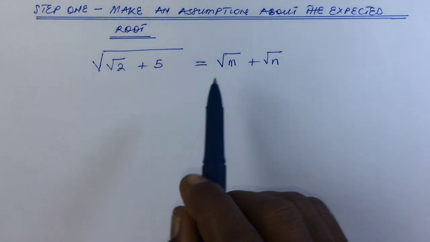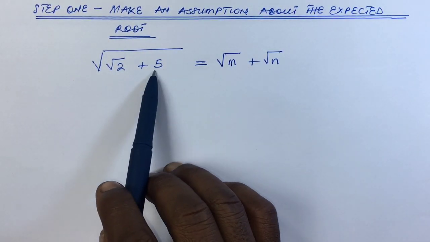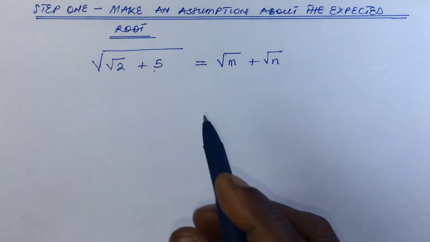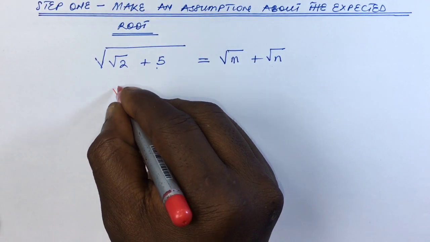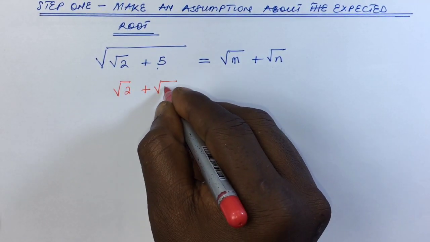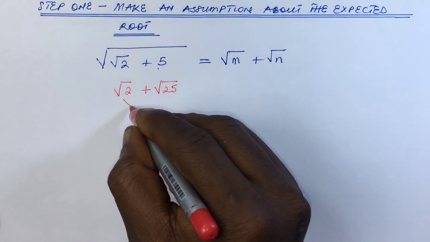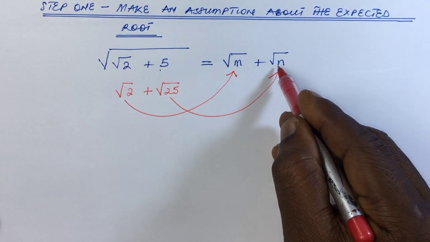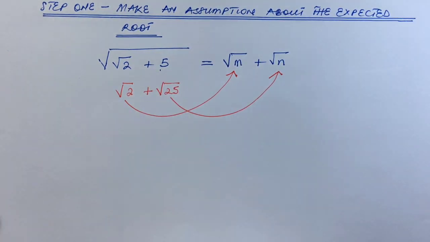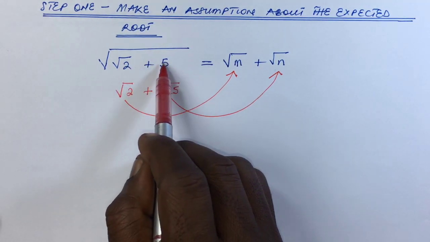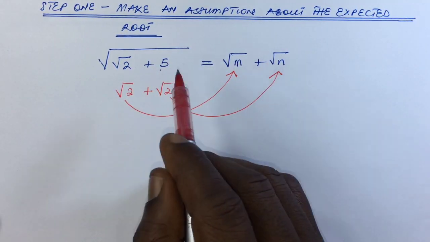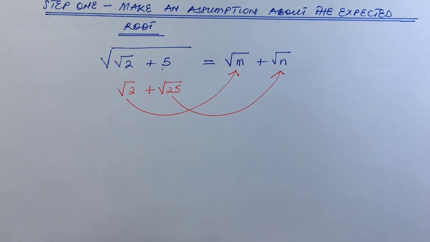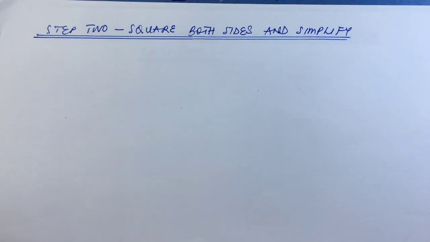Now one may ask, why are we putting root n here when our 5 has no root? Take note, they look alike simply because you could write 2 as root 2 and 5 as root 25. You would see the resemblance between root 2 and root m, and between root 25 and root n. Of course, root 25 gives you 5. So you can express the surd and its root in the same manner. Your root must look like the surd whose square root you want, and that concludes step 1. Assume that the root of the surd looks like this. And that brings us to step 2.